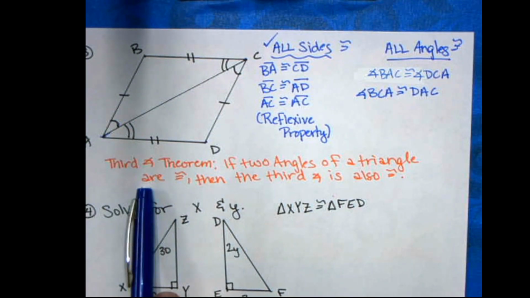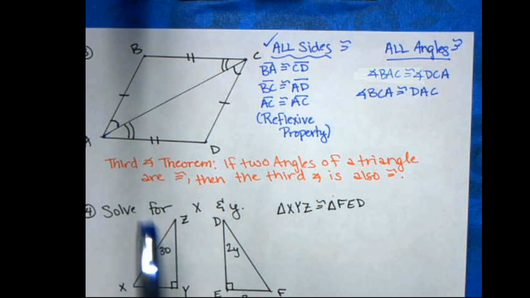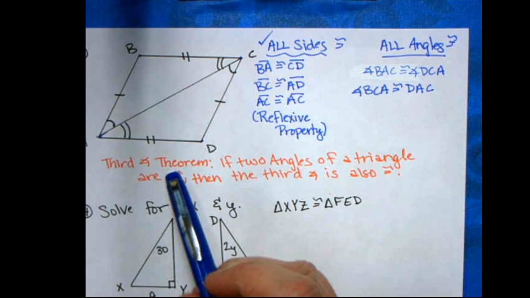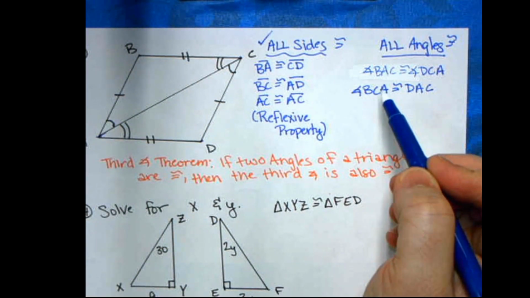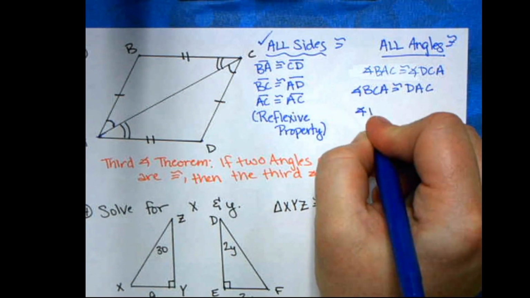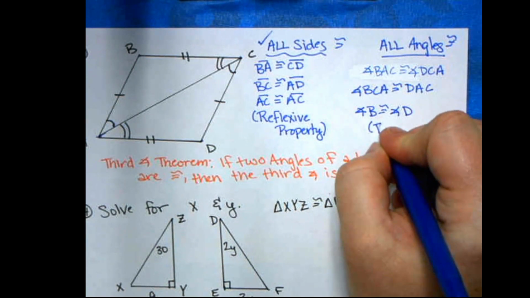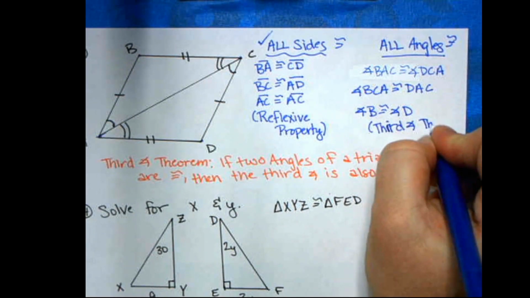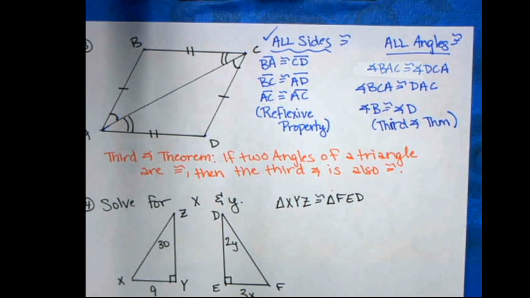So in example number 2, I knew what 2 angles were, but I was able to solve for the third angle because I knew numbers. Here I don't know numbers, so I have to use this theorem that says if I know 2 angles are congruent, the third one has to be congruent. So angle B has to be congruent to angle D, and that's by the third angle theorem. Oops, I hope I spell it right. THM is an abbreviation for theorem, so when you see that, it's just an abbreviation.